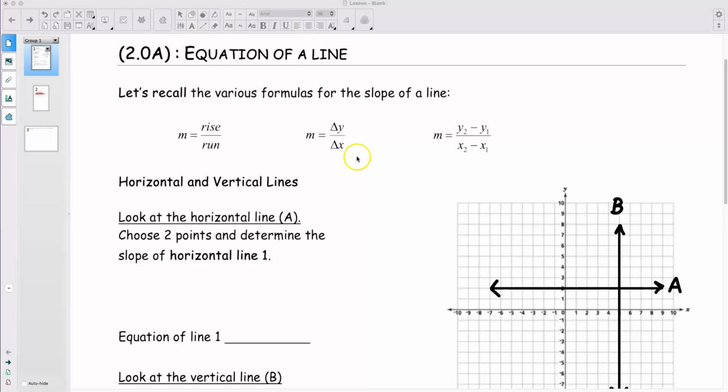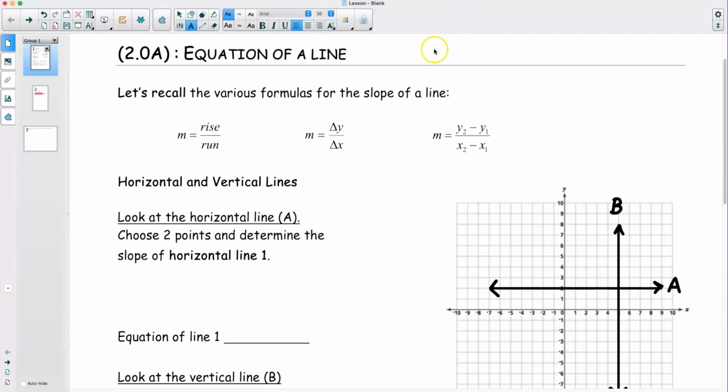Today we're going to look at 2.0a, the equation of a line. So recall in the past that you have seen these formulas, especially in grade 9, of m, which is our slope, which we refer to as rise over run. You might also know this as delta y over delta x, which is the change in y over change in x. But in this section here, we're going to focus on using our m slope formula, which is y2 minus y1 over x2 minus x1.